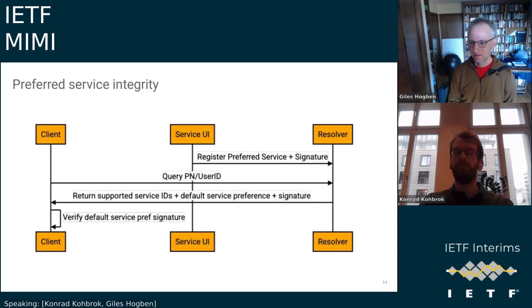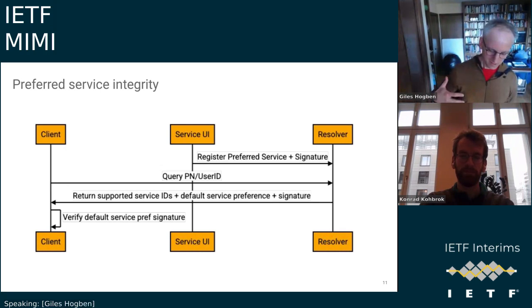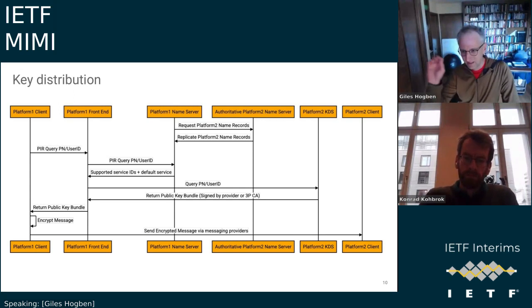Sure. Okay, fair enough. It's only your trust in the preferred service bit that's at stake here, and not your trust in the mapping at this point. And the mapping is asserted by the service provider as CA model, right? Or a third-party CA, whatever. Basically, whatever response you get in arrow 7, return public key bundle, that is the identity assertion.